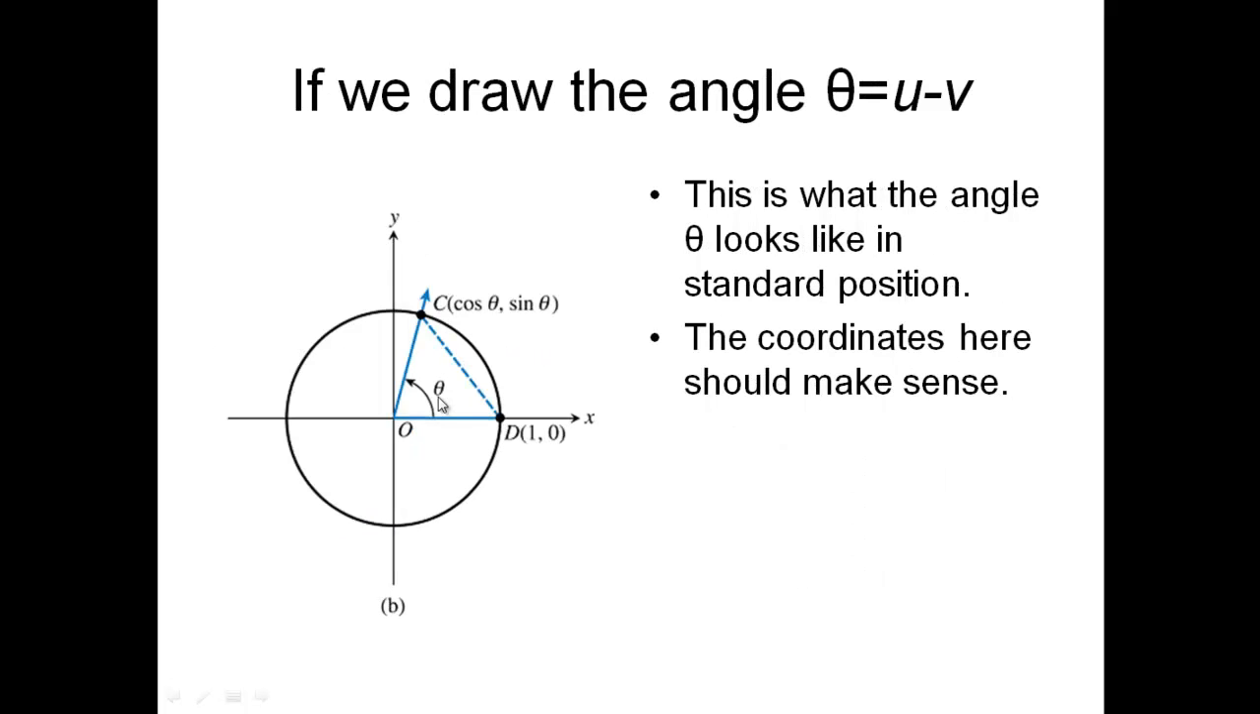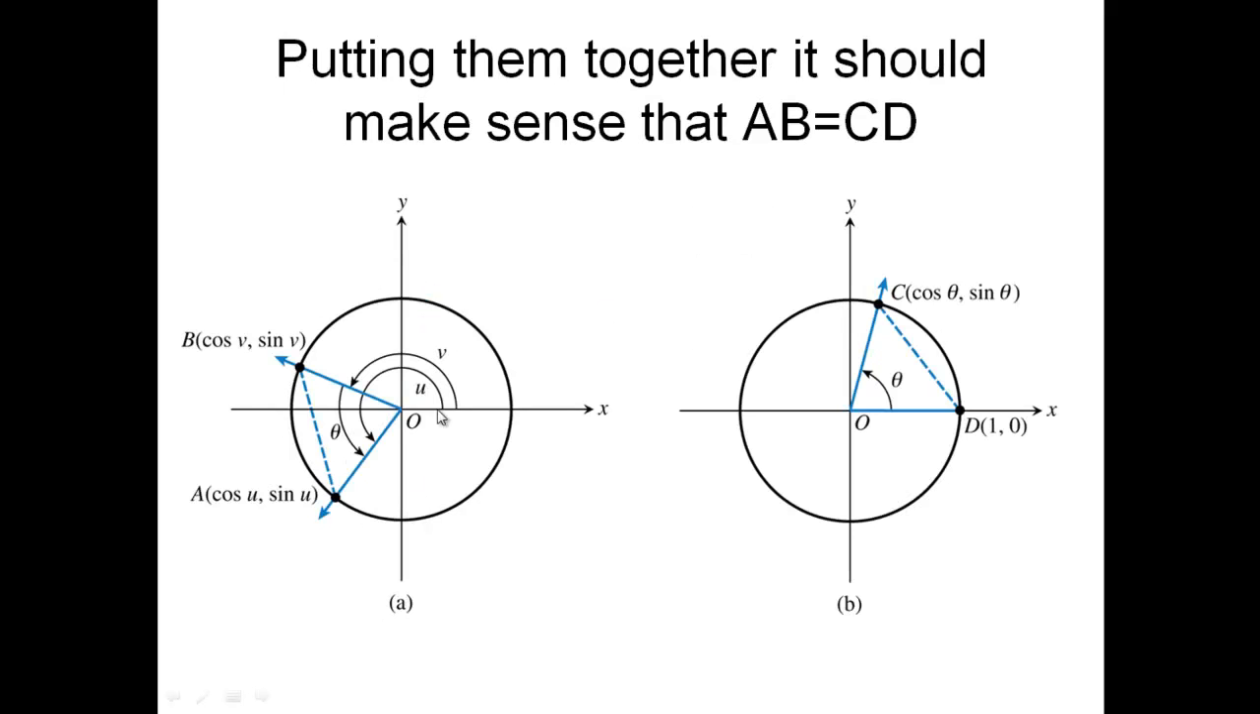If I take that angle theta and draw it in standard position, this is much easier to work with, because then the starting side of my angle starts at the point (1, 0) on the unit circle, and then my ending position is only at cosine theta, sine theta. Remember that theta was the difference between these two angles. So hopefully these coordinates make sense. Here's the picture before, here's the picture after. Again, theta is the same angle in both of these pictures.